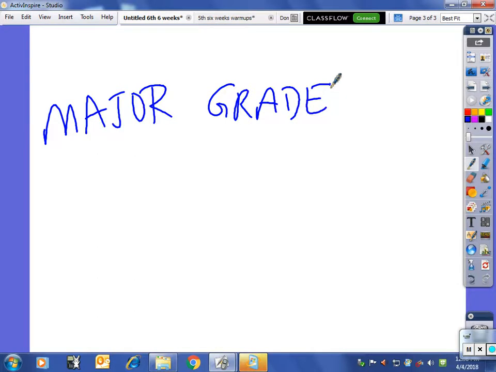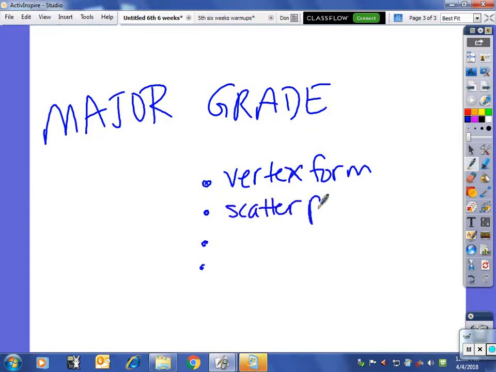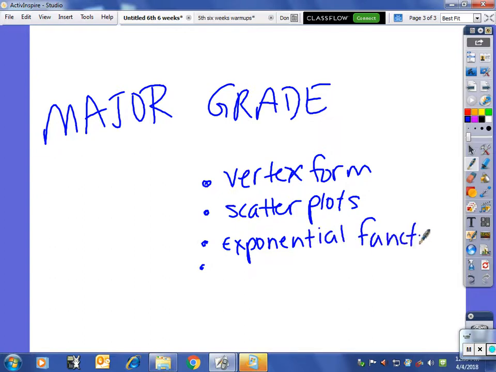There are some things we haven't covered. I want to make a list of all the stuff we still have to do. One of the things we have to do is what we're doing today. It's more with vertex form. After today, you'll be able to do that question. We still have to do scatter plots, which is not hard. That'll only take a day. We still have to do exponential functions, which we're probably going to do tomorrow and Thursday. Won't take long. And we still have to do pattern rules. So most of these are 1 or 2 day lessons.